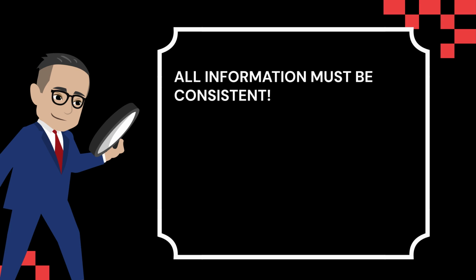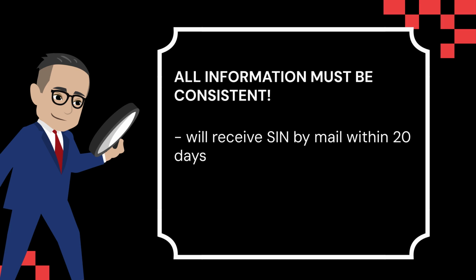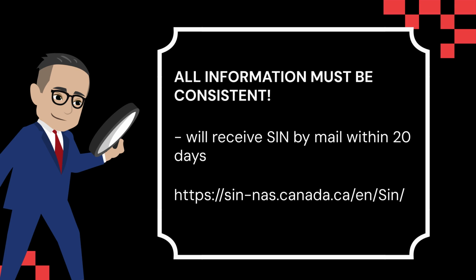If your application is approved, you'll receive a SIN by mail within 20 business days from the date you applied. If more than 25 business days have passed and you haven't received your SIN, you should call Employment and Social Development Canada. You can find more information about it here, sin-nas.canada.ca/sin/. Canada Social Insurance Number Hotline, 1-866-274-6627.